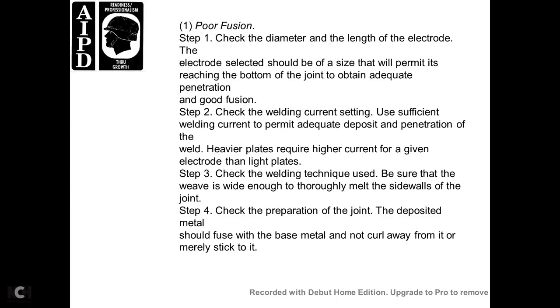Good fusion. Step 2, check the welding current setting. Use sufficient welding current to permit adequate deposit penetration from the weld. Heavier plate would require higher current with a given electrode than a light plate. Step 3, check the welding technique. Be sure that the weave is wide enough to thoroughly melt the side walls of the joint.